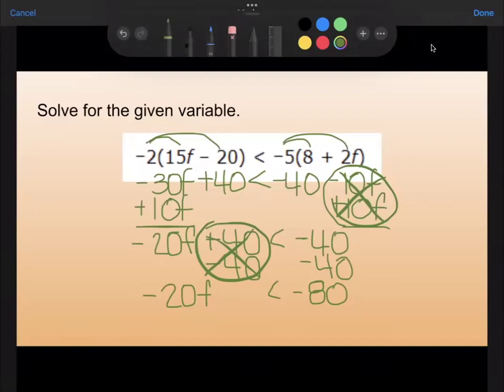So that means I'm going to go ahead and flip that symbol around for my final answer. I'm going to divide by negative 20 here and negative 20 here. Those will cancel, leaving us with just f here. Negative 80 divided by negative 20 is 4. So the final answer here would be that f is greater than 4.